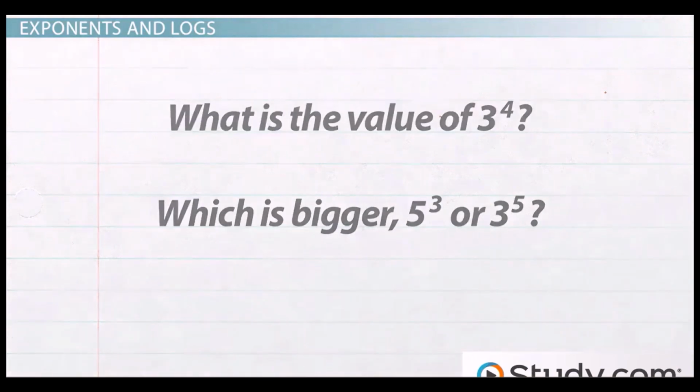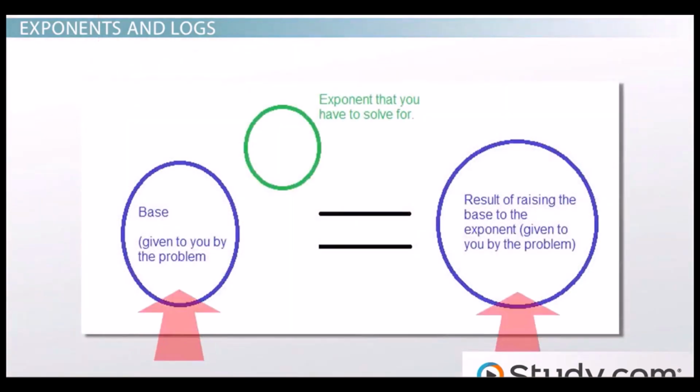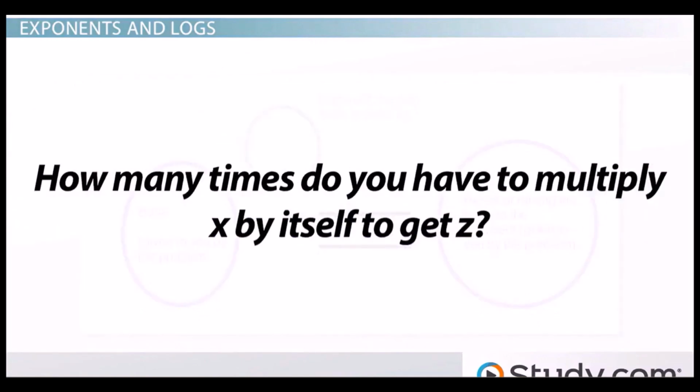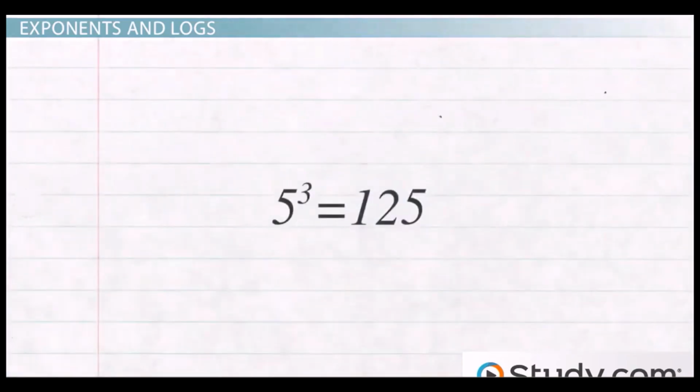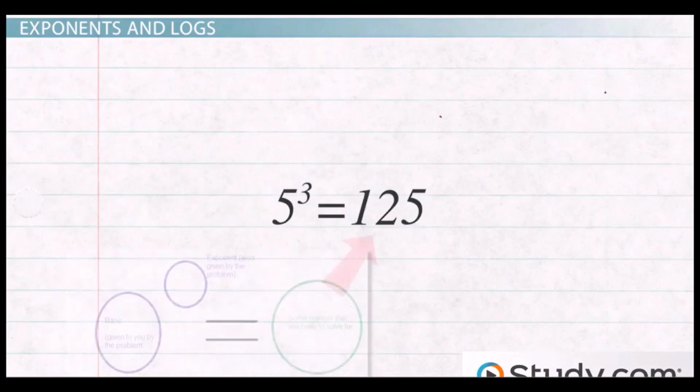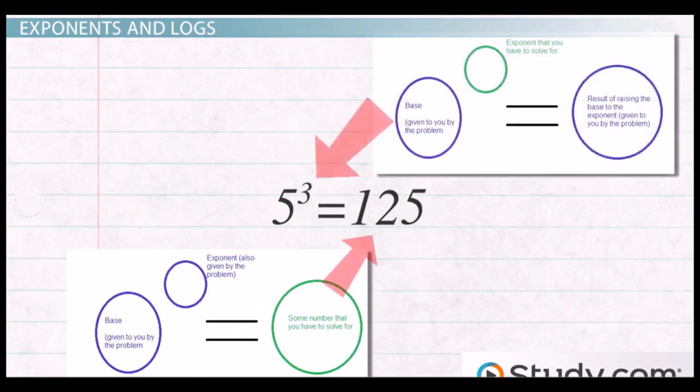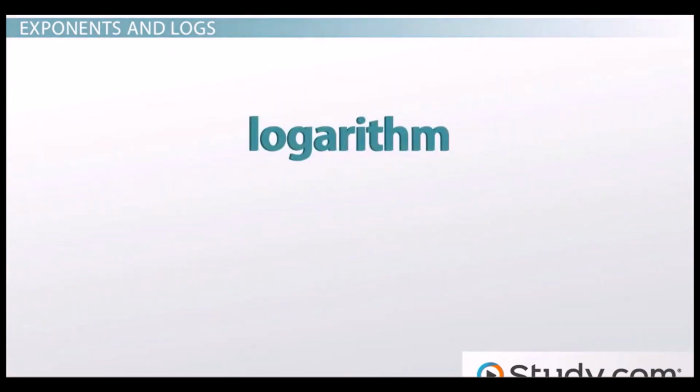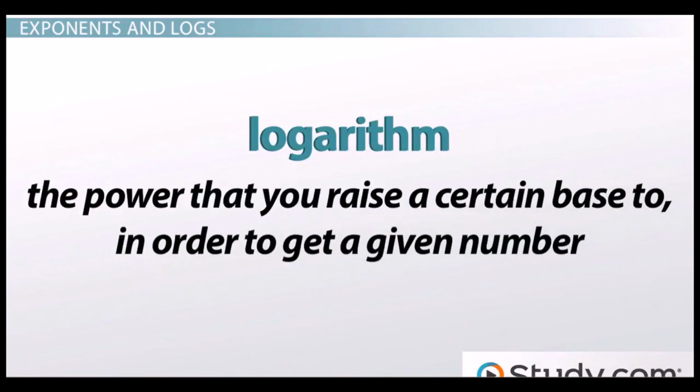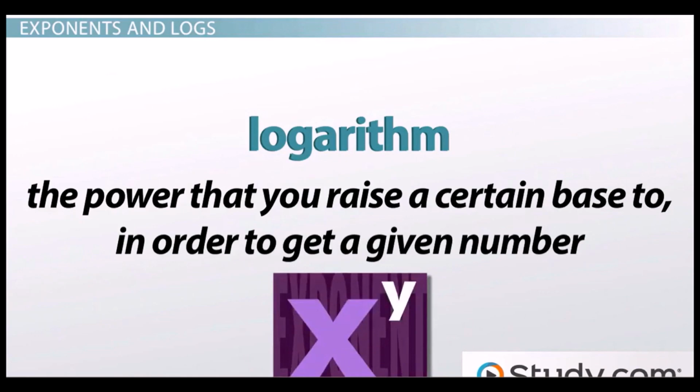But what if you looked at the equation a different way? What if you knew the base and the result, but you had to solve for the exponent? In other words, how many times do you have to multiply x by itself to get z? In both cases, the equation at work is 5 to the power of 3 equals 125. The two questions are simply asking you to find different parts of the equation. That is what logarithms do. A logarithm is the power that you raise a certain base to in order to get a given number. It's just another way of looking at exponential expressions, which you already know how to work with.